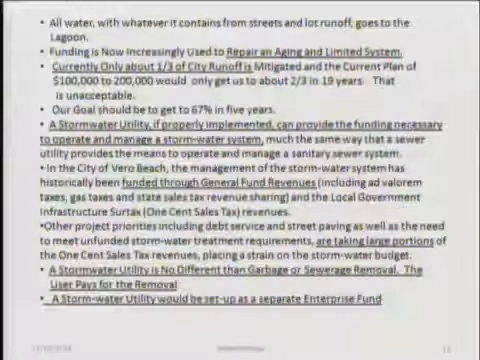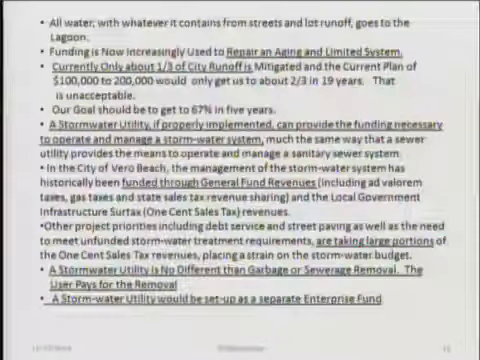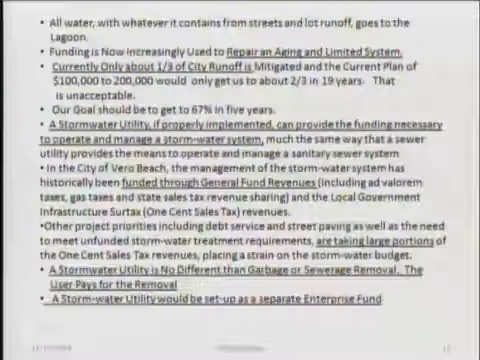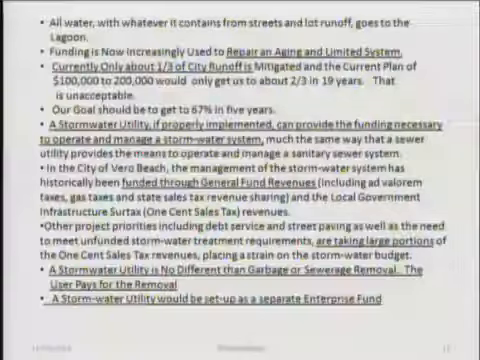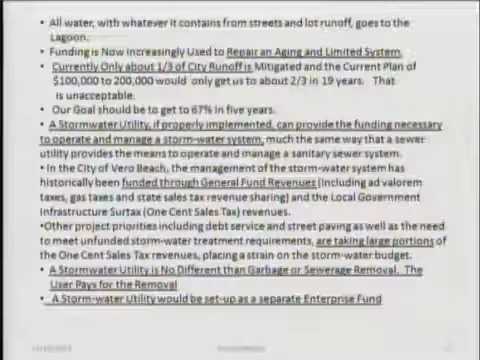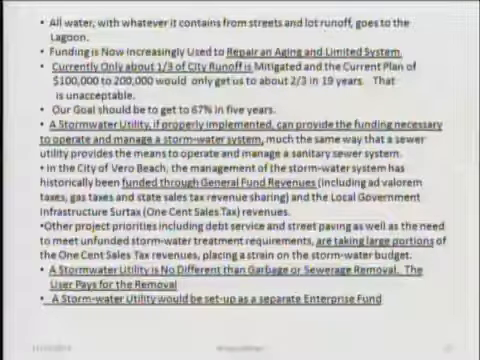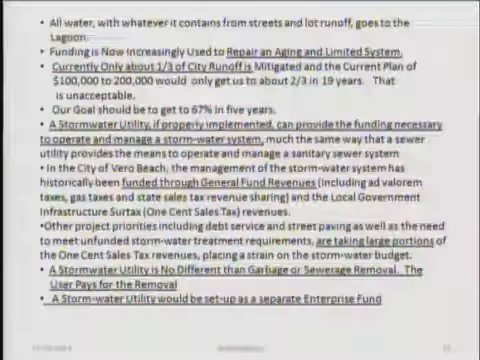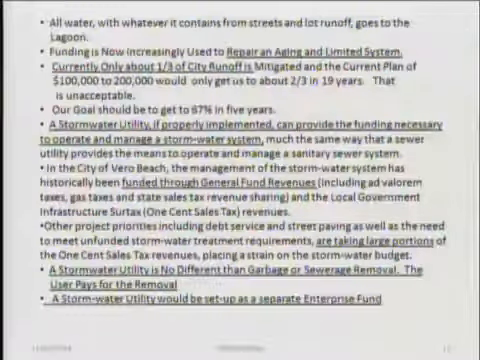A stormwater utility, if properly implemented, can provide the funding necessary to operate and manage a stormwater system, much the same way that a sewer utility provides the means to operate and manage a sanitary sewer system. In the city of Vero Beach, the management of the stormwater system has historically been funded through the general fund, and I've read that before. Other project priorities, including debt and street paving, are taking large portions.